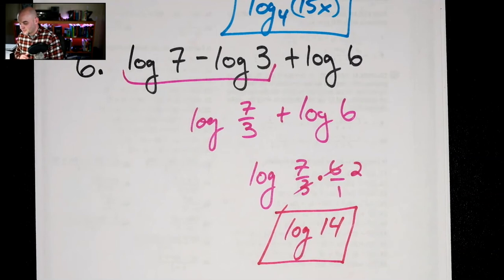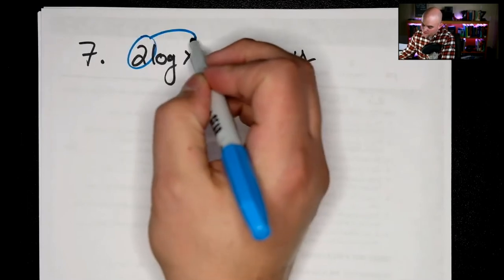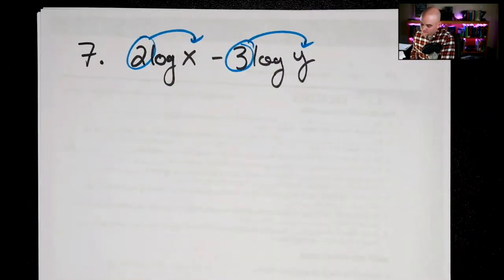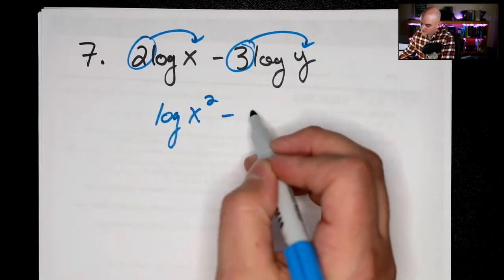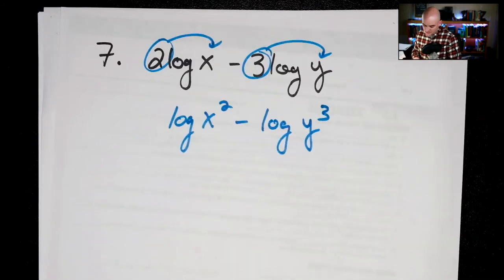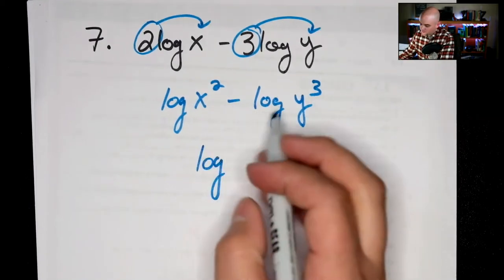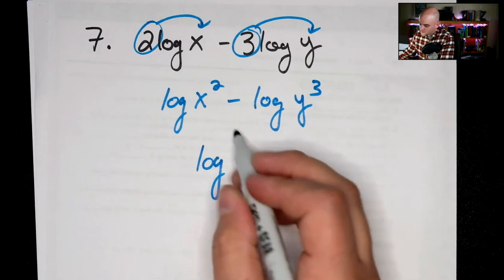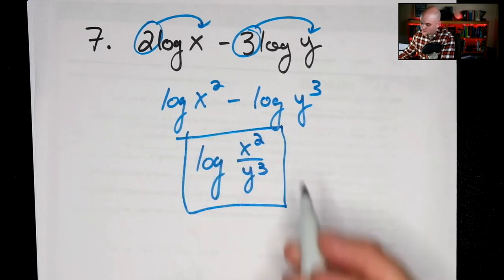All right, let's look at number 7. Here's our number 7, and so we've got 2 log x minus 3 log y. Let's go ahead and get these exponents going first, so that gets moved up front, doesn't it? And so this gives me the log of x squared minus the log of y cubed. And because of that minus sign, we can now make this a division problem, or at least the log of two things being divided. We say this is the log, this one goes first here, of x squared over y cubed. And that's as far as we can take that one.